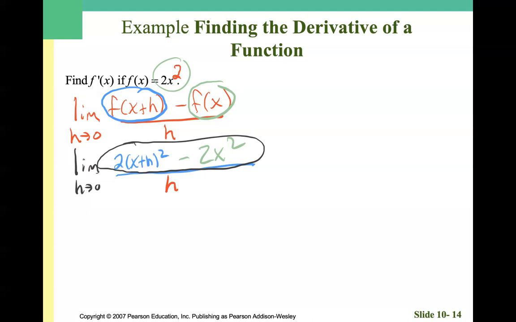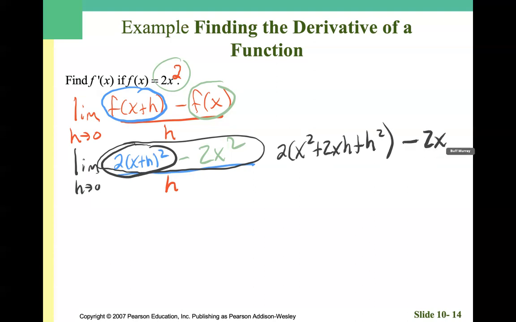So this piece right here would become 2 times x squared plus 2xh plus h squared. And then we have minus 2x squared, and we have all that over h. All right? So we're going to multiply that out. There's nothing else to do, right? It should have been obvious we had to do something with the numerator.